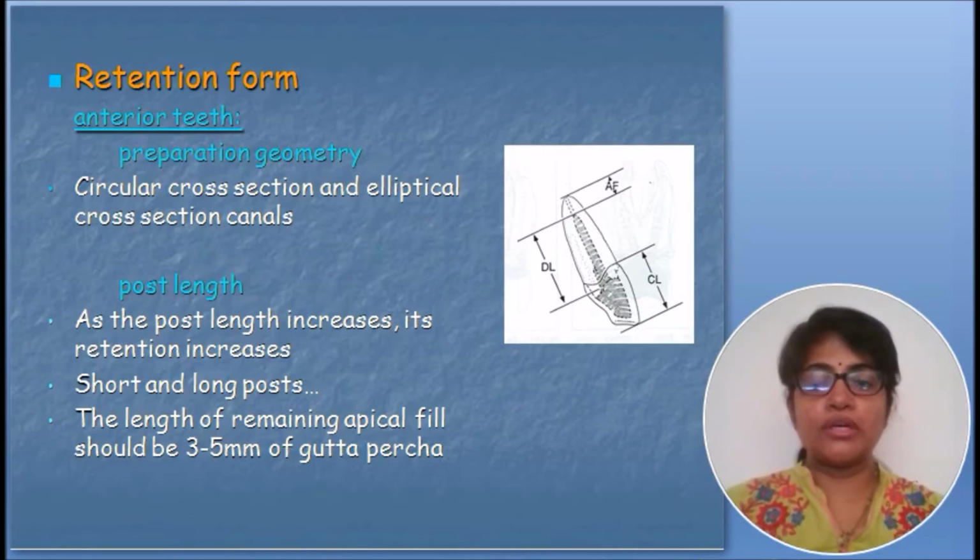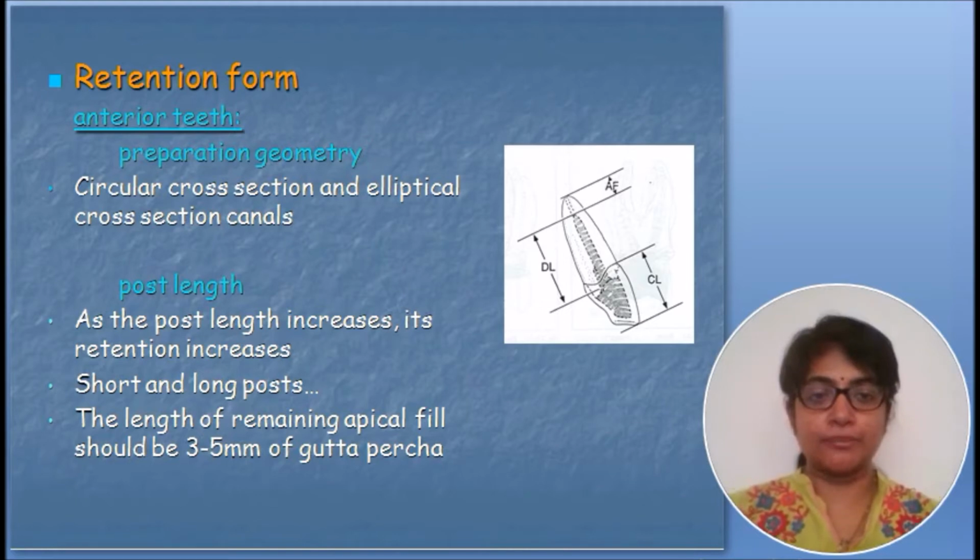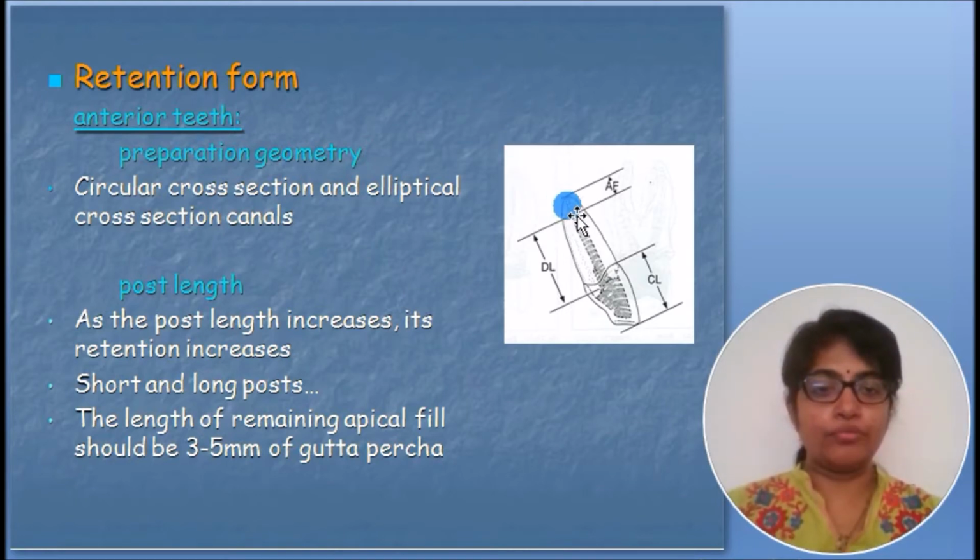The length of the remaining apical fill should be 3 to 5 mm of Gutta-Percha. As you can see here, 3 to 5 mm of apical Gutta-Percha should be there to get adequate apical seal, and the remaining length post can be used.